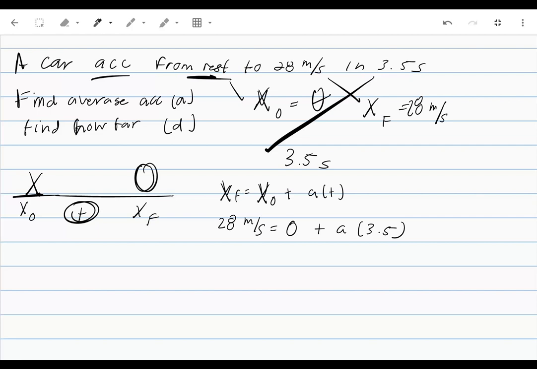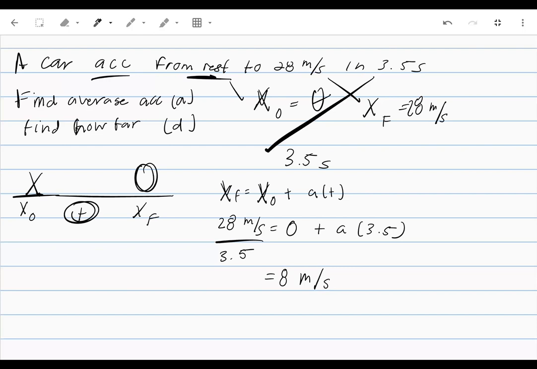So you would do 28 divided by 3.5, and you would get an acceleration of 8 meters per second squared.